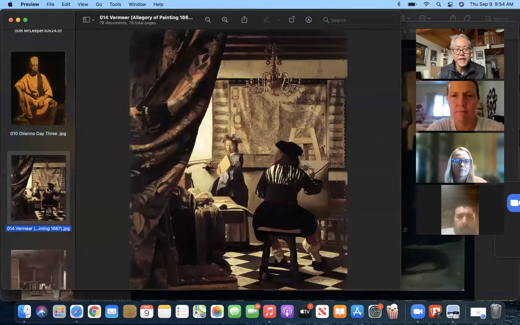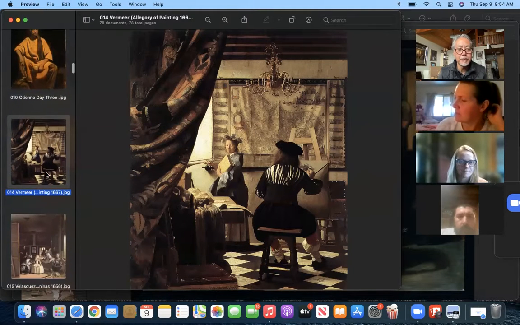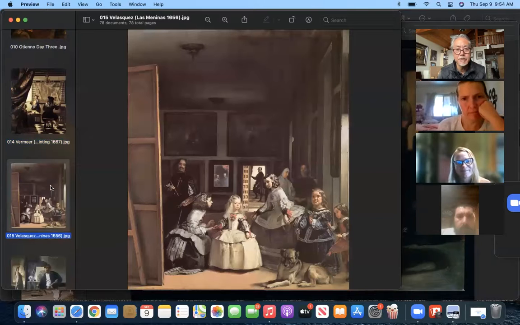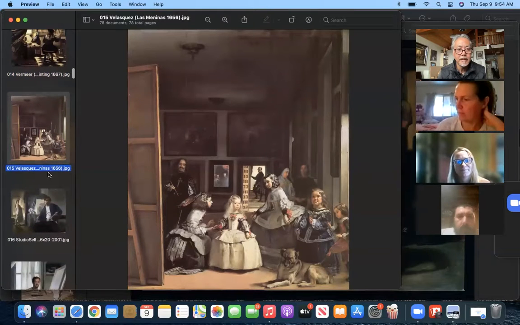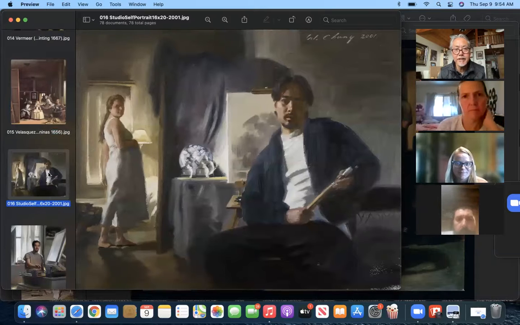This is a painting by Vermeer, which I'm sure you're all familiar with. This kind of inspired my own interiors. This one and maybe Velázquez. This is Las Meninas. I'm sure you're familiar with this painting. I'm moving quickly here. This was, I think, my second self-portrait, done in 2001.